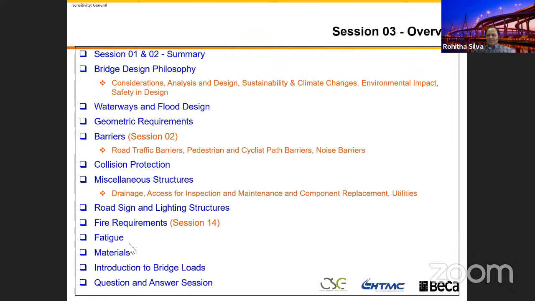Then I will spend some time on fatigue design, because bridges are subjected to fluctuating loading all the time, so fatigue design is very important. I'm going to discuss the common materials used in bridge construction: concrete, reinforcement, and steel. Then I will give a very brief introduction to bridge loads. This puts the foundation for the next session.